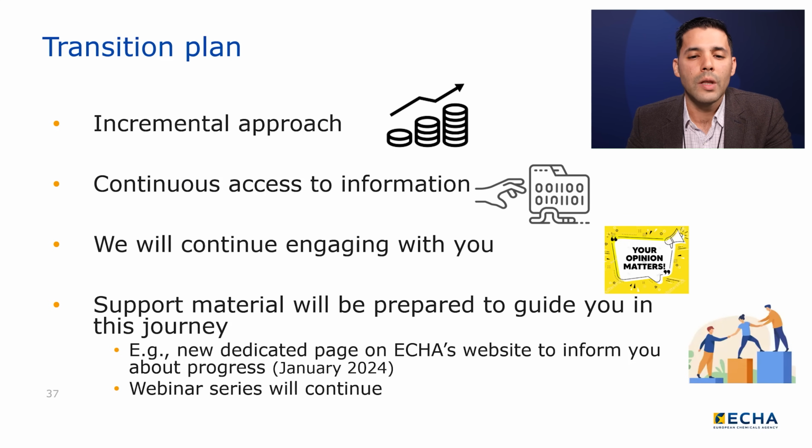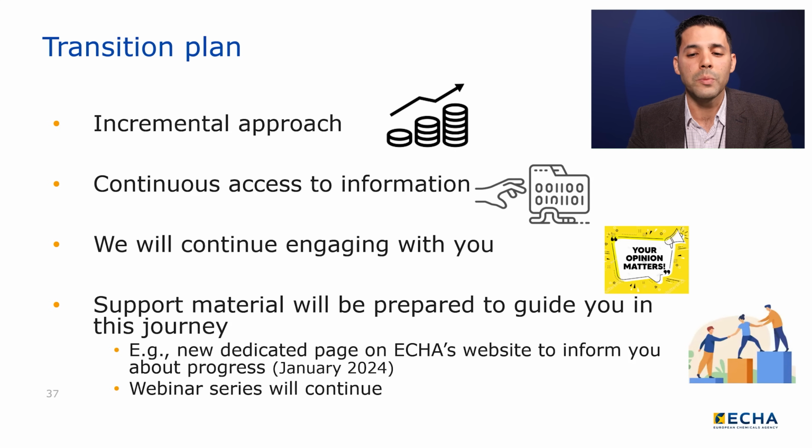Our aim is to deliver to you the new data availability system as soon as possible. To this end, we will follow an incremental approach, which means that we will transfer data from our current dissemination platform in a stepwise manner. You will have continuous access to information. The information that hasn't been transferred to the new data availability system will be available on ECHA's website and kept up to date. We'll continue engaging with you.